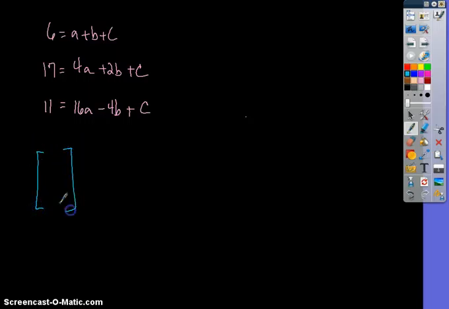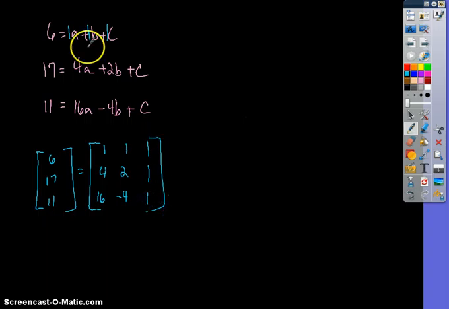You can rewrite this column, 6, 7, and 11, as a matrix. And you can rewrite all the coefficients here as one matrix. So you should rewrite the first coefficients, which are 1, 1, and 1. The next group of coefficients are 4, 2, and 1. This is 16, negative 4, and 1. And the a, b, and c are all set up in nice order. They're already in the right order. So this matrix is times the matrix a, b, c.